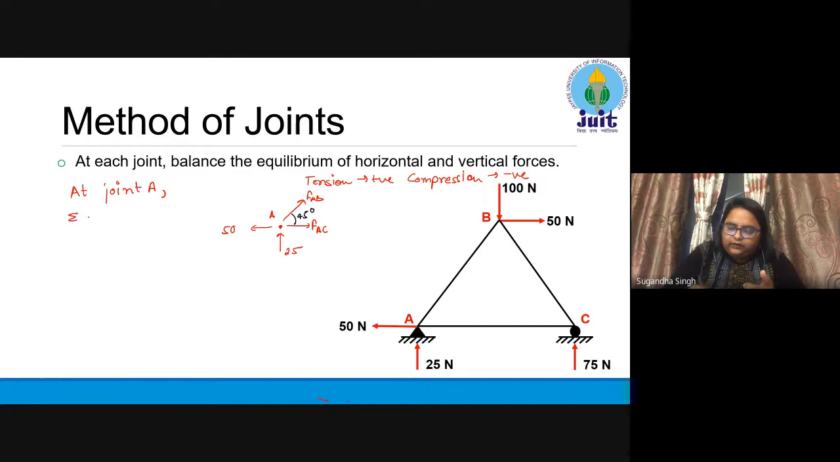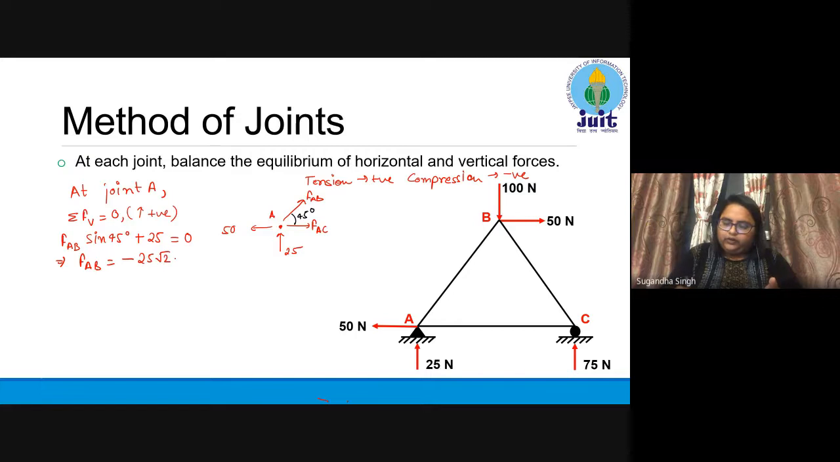So first we start with F vertical, sum of all vertical forces at this joint equal to 0. Again assuming upward direction to be positive. We stick with the sign convention that we initially start with. So FAB resolves into a vertical and horizontal component. So FAB sine 45 degree plus 25 is equal to 0. So we end up with FAB is equal to negative 25 root 2 Newton.